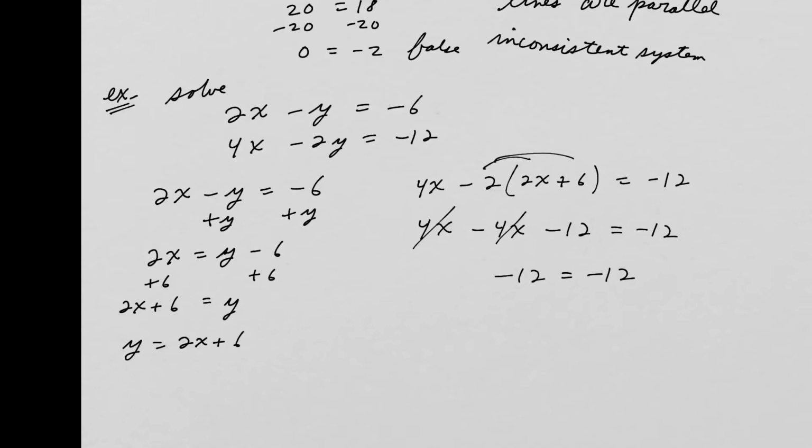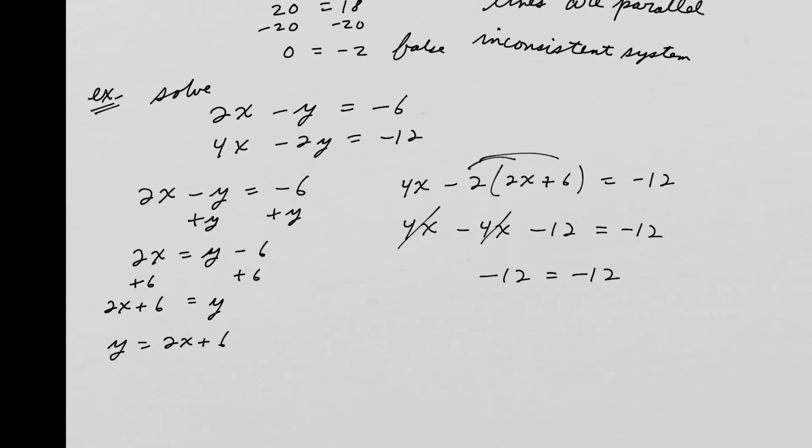Or again, you could always write it as 0 equals something. In this case, if I add 12 to both sides, I'm going to get 0 is equal to 0. Either case, either negative 12 equals negative 12 or 0 equals 0, this is always true. Right, so what does that say in terms of solutions? It means there's an infinite number of solutions.